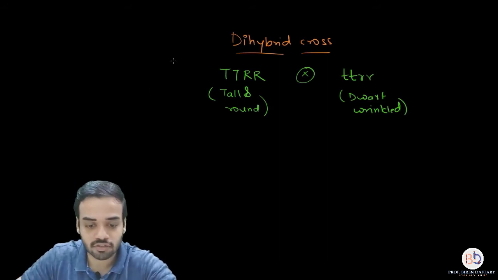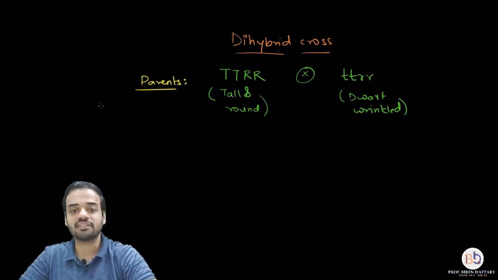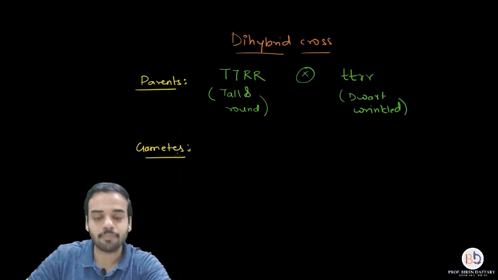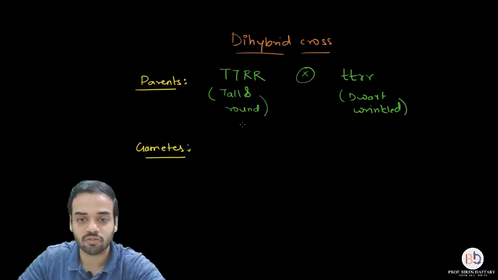So over here we will designate parents. Please remember to write down the designation. Next step is we write down the gametes. So I will write down over here. The gametes are going to be of one type for each parent. So I'm going to directly write down the gamete.